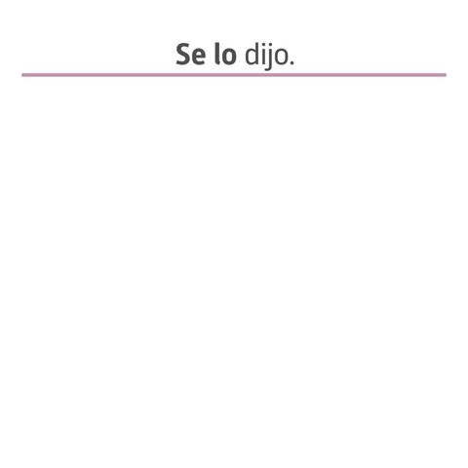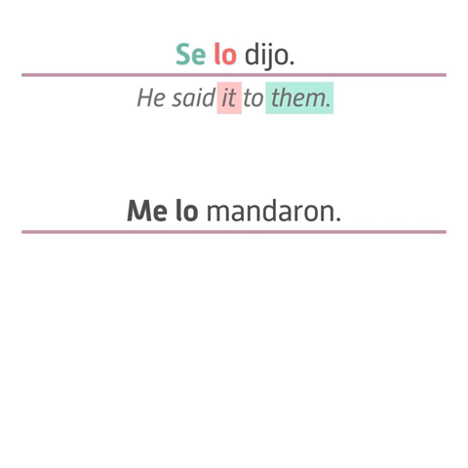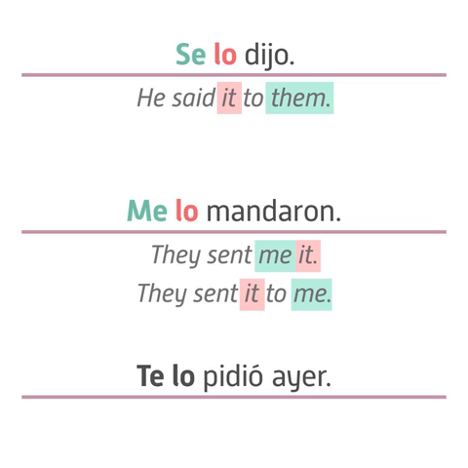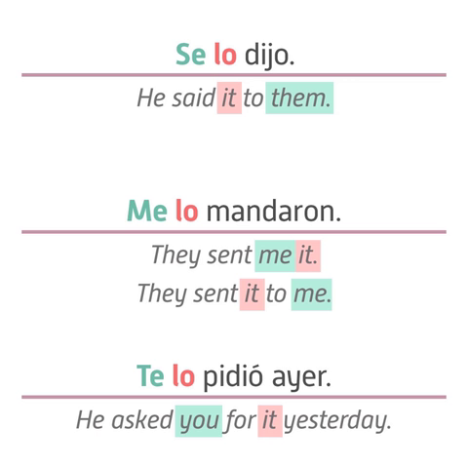We have Se lo dijo. This means, He said it to them. Alternatively, we could have Me lo mandaron. This means, They sent me it. Or, alternatively, they sent it to me. Let's look at one more example. We have Te lo pidió ayer. In English, this translates as, He asked you for it yesterday.